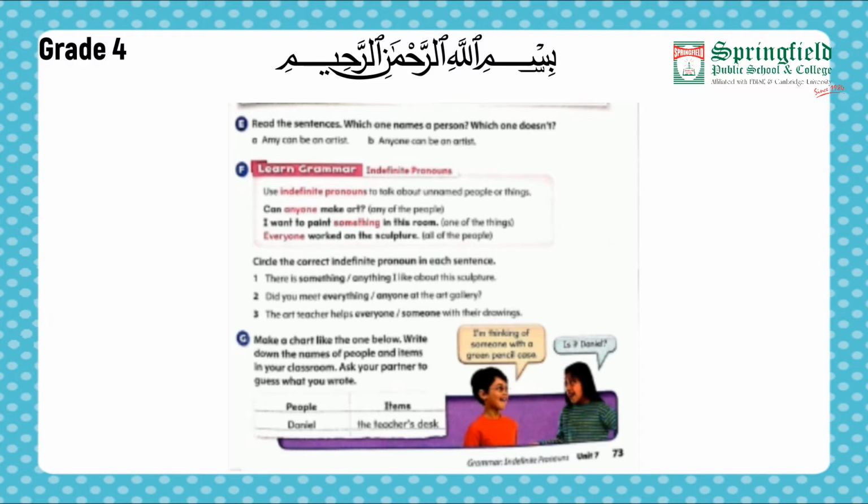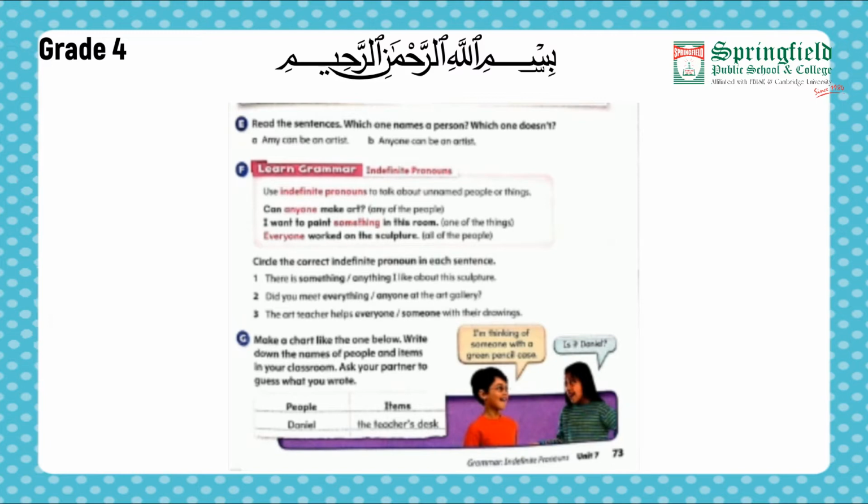Moving forward, circle the correct indefinite pronouns in each sentence. Statement number 1. There is something, anything I like about this sculpture. There is something I like about this sculpture. Statement number 2. Did you meet everything, anyone at the art gallery? So what are we going to write? Did you meet anyone at the art gallery? Here they are discussing any person.